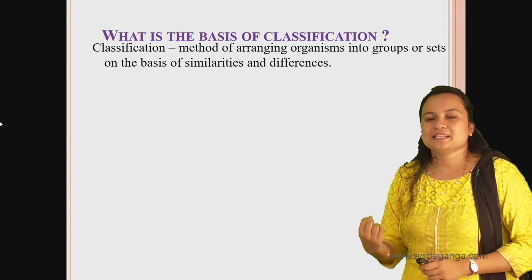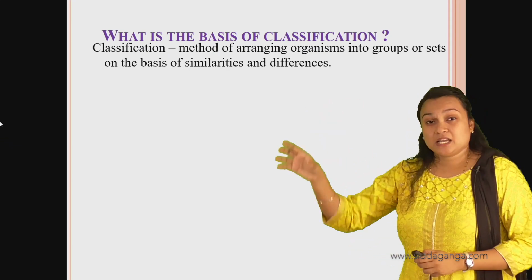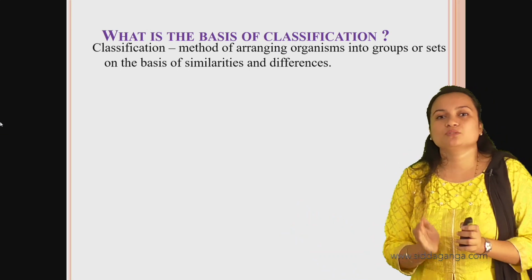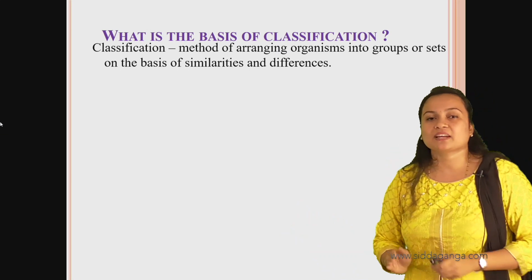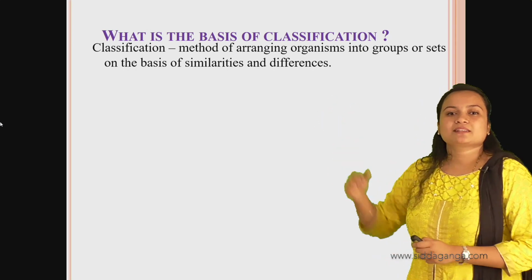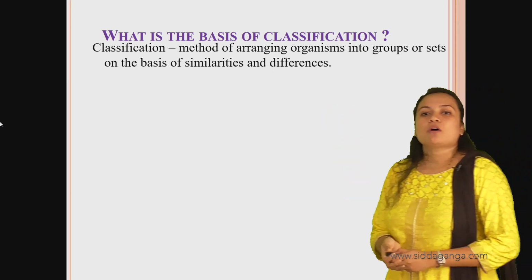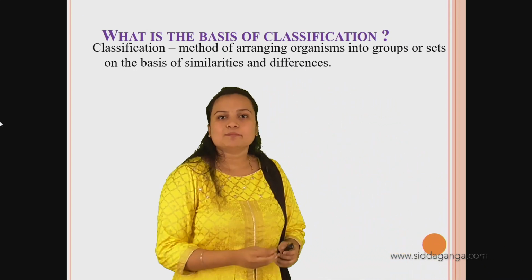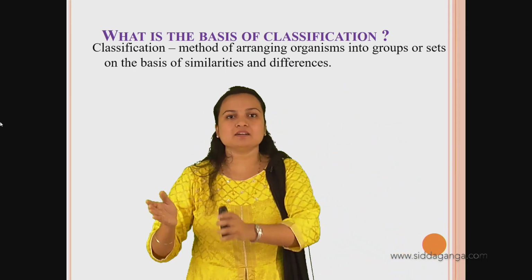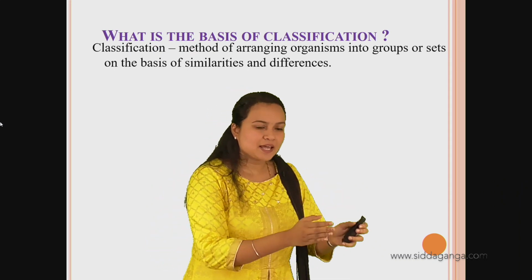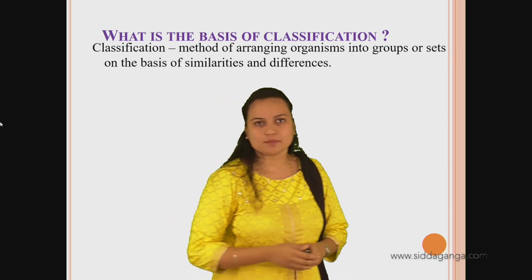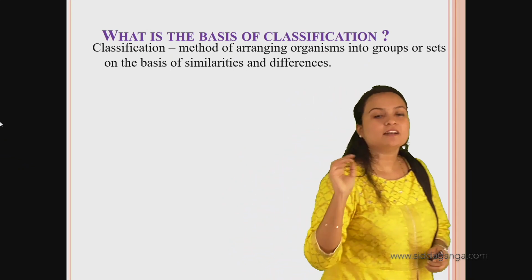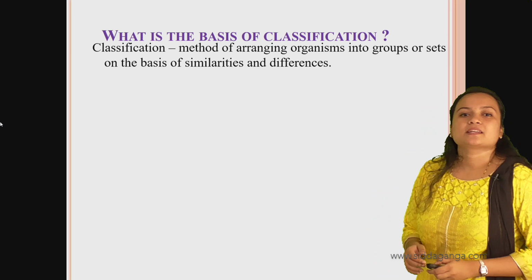So it will be easier than studying each individual separately. For that sake, we must group the organisms, we must classify the organisms. So here, what is classification? It is the method of arranging organisms into groups or sets on the basis of similarities and differences. So here we have to look at similarities and we have to look at differences. Okay, so based on that we can classify the organisms.